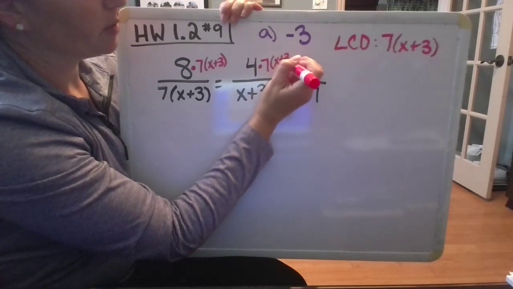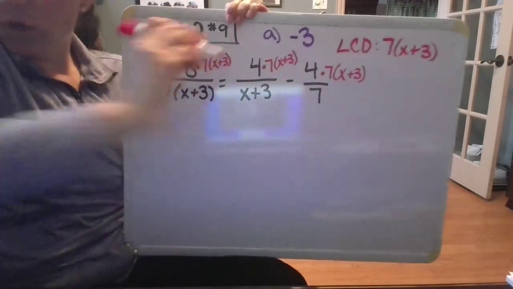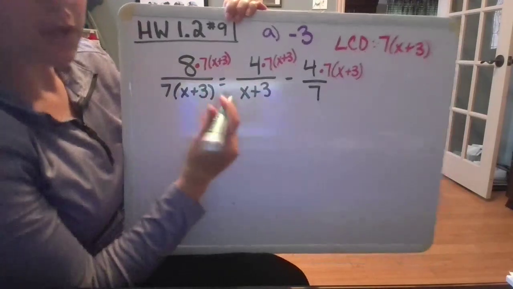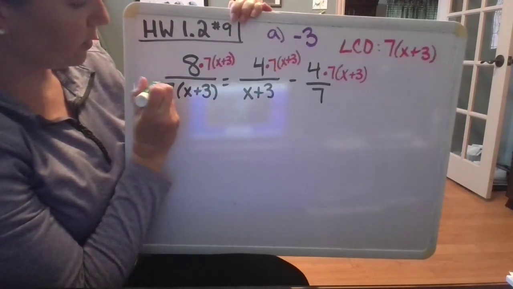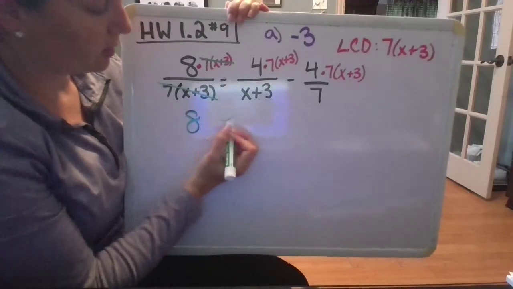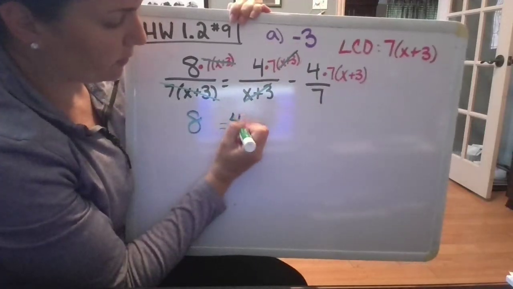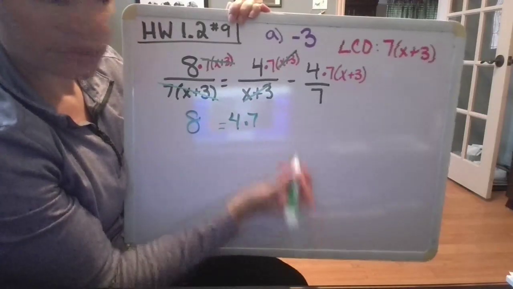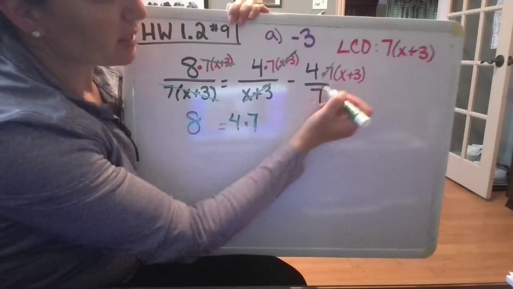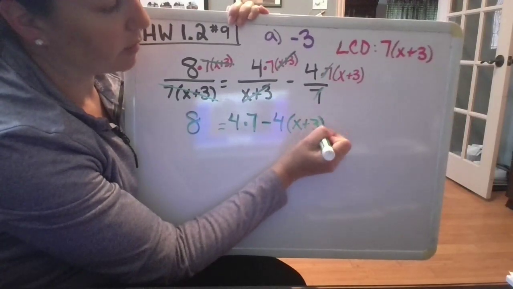7 times x plus 3. And you might be thinking, oh my goodness, this looks horrible. Why would you do this? Well, now, before we move on, I want us to look at our new problem. If you look at this new problem, what could cancel? Well, this entire bottom cancels, and so my left side is now just an 8. If I look at this next section, the x plus 3 cancels, and I'm left with 4 times 7. Which we can easily figure out is going to be a 28, but we'll get there. And on this, we can see that the 7s cancel. We're going to have minus 4 times x plus 3.